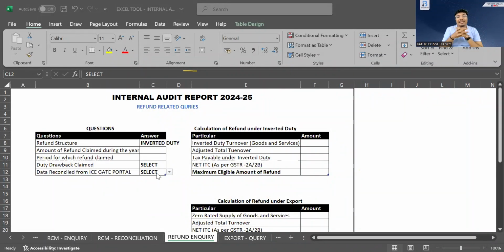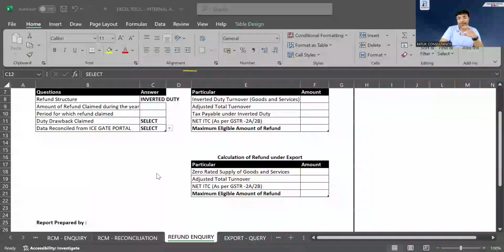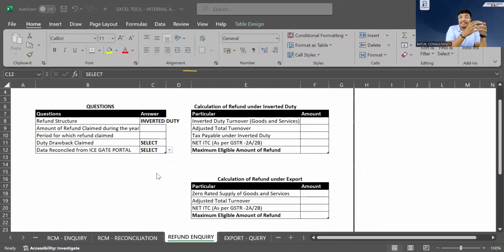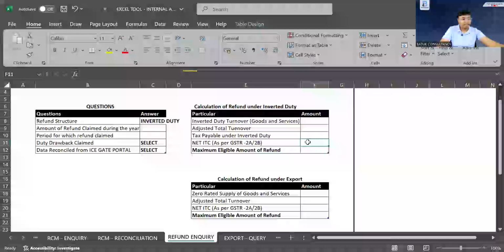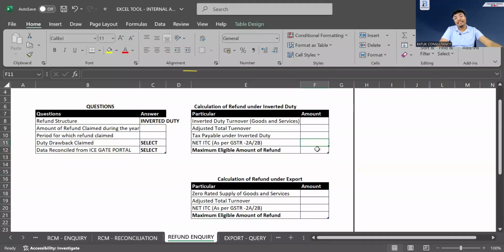So for data reconciled from ICEGATE portal in case of export, we just need to ensure that the data should be reconciled with the ICEGATE portal. There should be no difference. Now, we have also given the refund calculation formula so that you can easily ensure that the refund has been calculated in a well desired manner or not. So inverted duty turnover divided by adjusted total turnover, tax payable under inverted duty structure, net ITC we have to mention so that the maximum amount eligible for refund will be there. We can easily identify the maximum amount which is eligible for the refund.